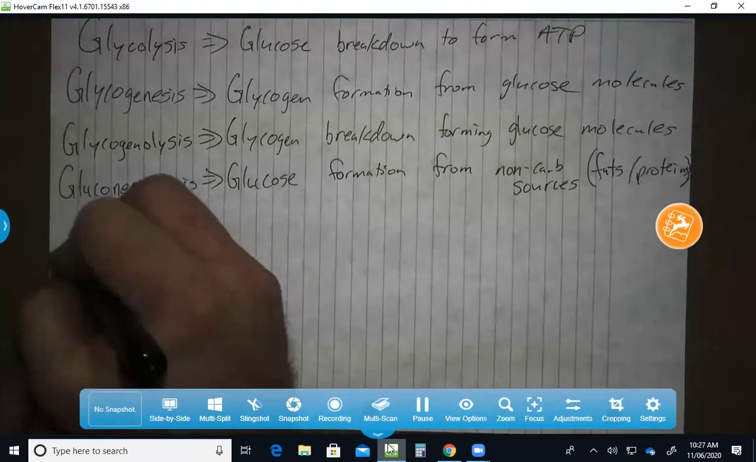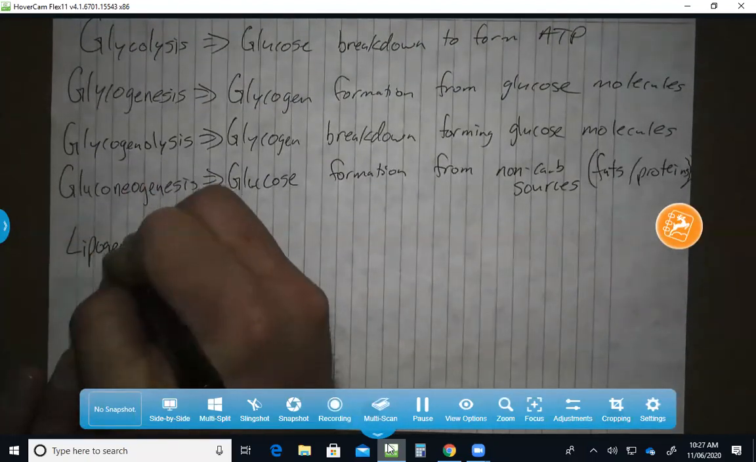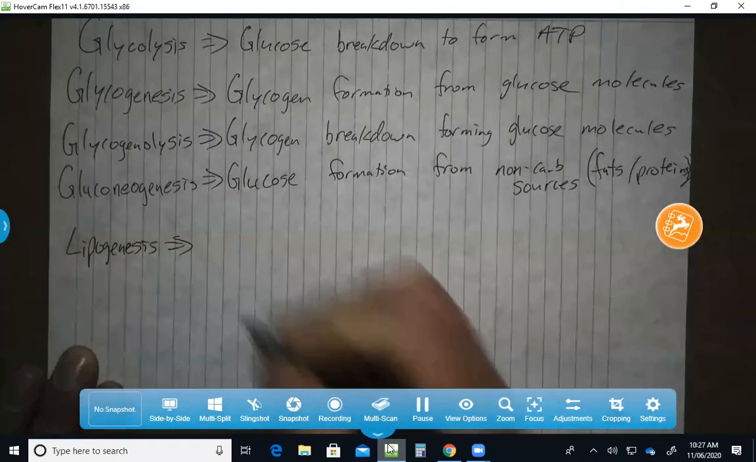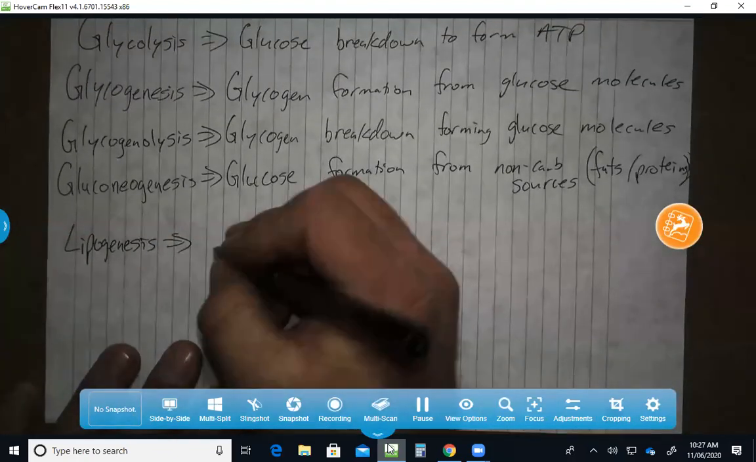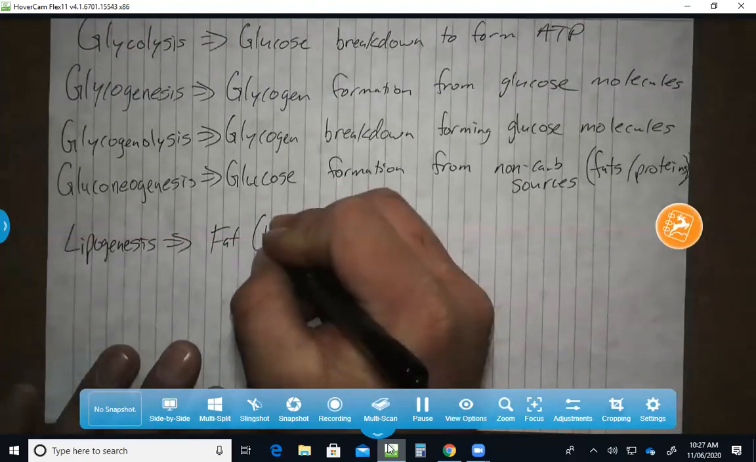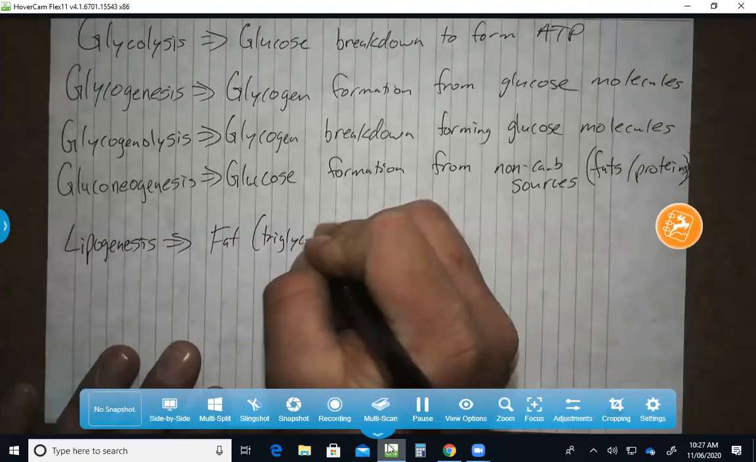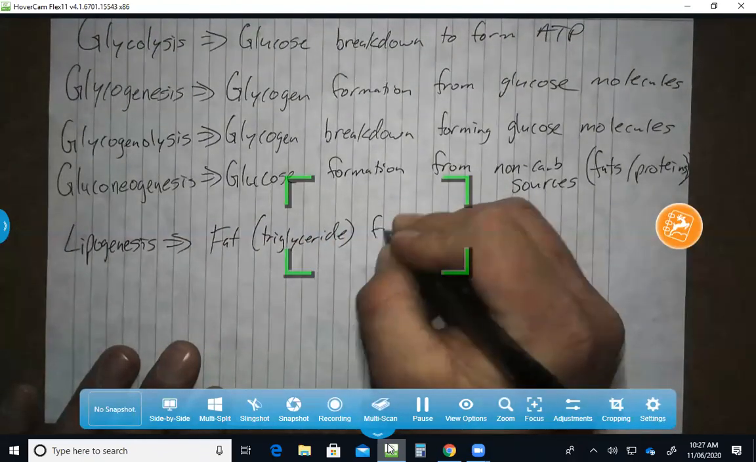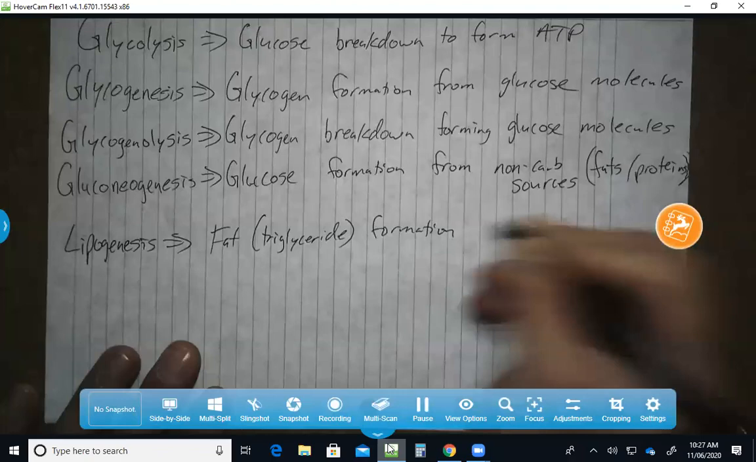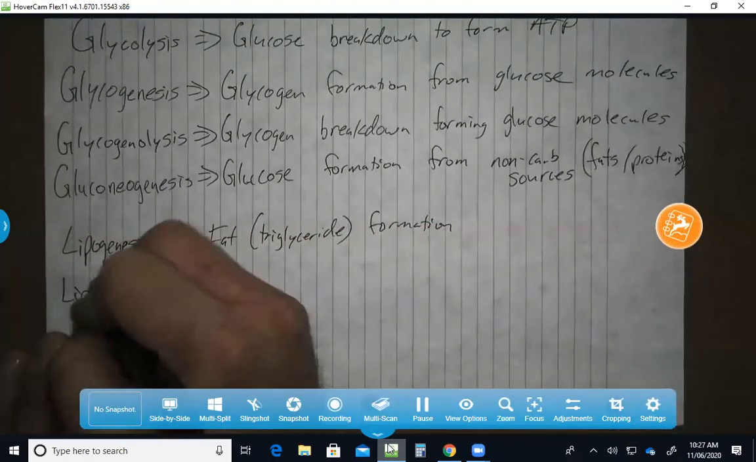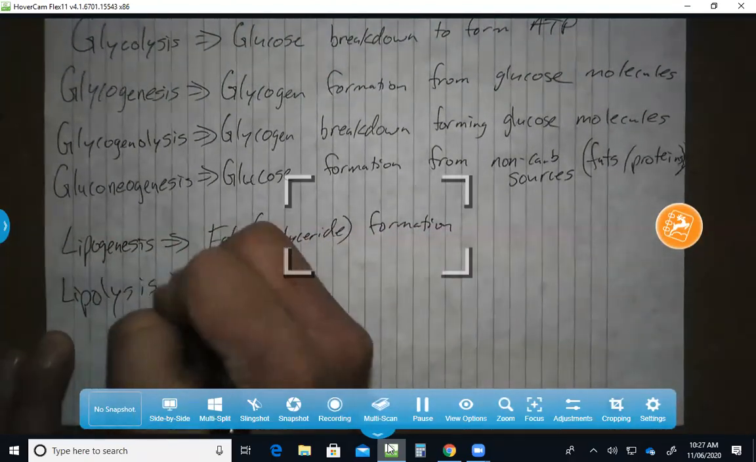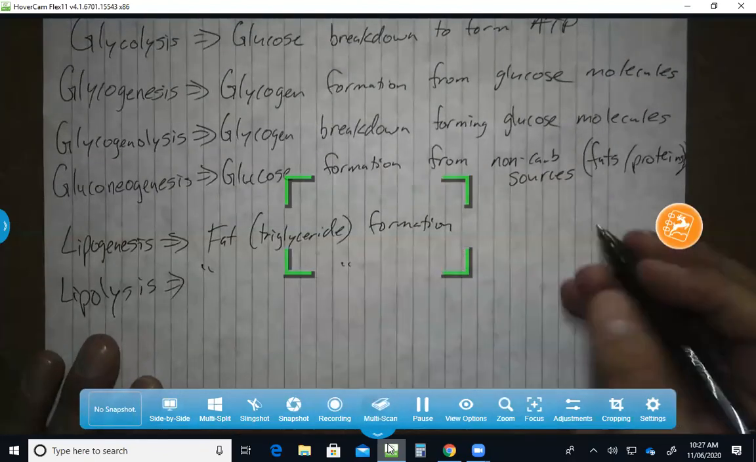We can also perform lipogenesis. That was something I just mentioned on that page. Fat or triglyceride specifically formation. And the opposite of that is lipolysis, fat, triglyceride breakdown.